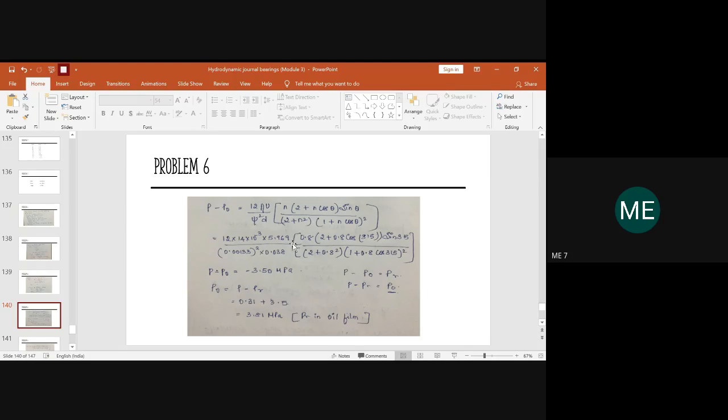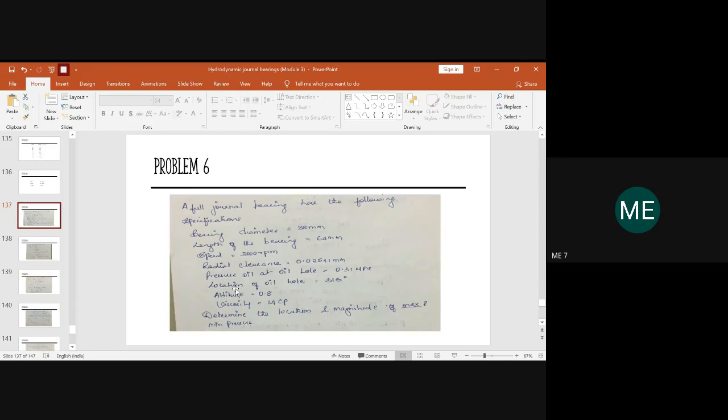Then open the bracket. In the numerator, we have eccentricity ratio n, so we will write it as 0.8 into, open the bracket, 2, write it as it is, plus n, which is 0.8, into cos theta, right? Here for cos theta, initially we are not finding out either pressure minimum or pressure maximum. First we should know the unknown value of it. So what we do is, the theta value has been given in the question, the location of the oil hole, where it is located. It is located at 315 degree.